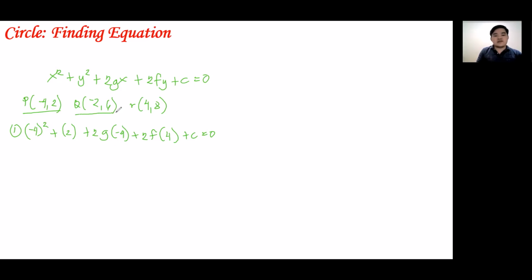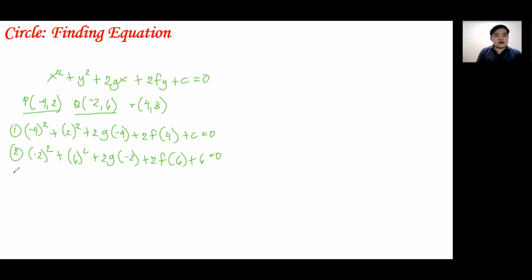Now we're going to use the point Q for our second equation. So that is (-2) squared plus, what is our y? Sorry, I forgot the squared here. Then our y is 6 squared, right? Plus 2g, what is our x? That is -2. Then plus 2f, what is our y? Our y is 6, plus c is equal to 0. And that is our equation number 2.